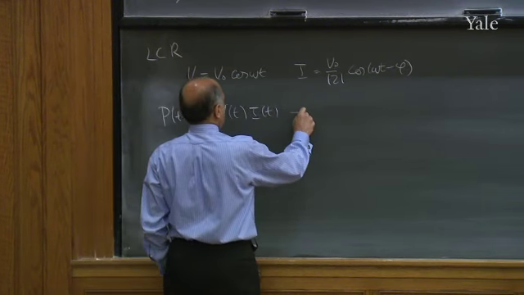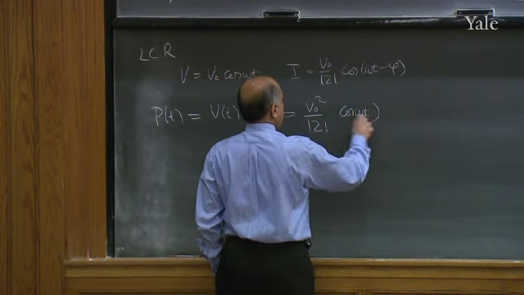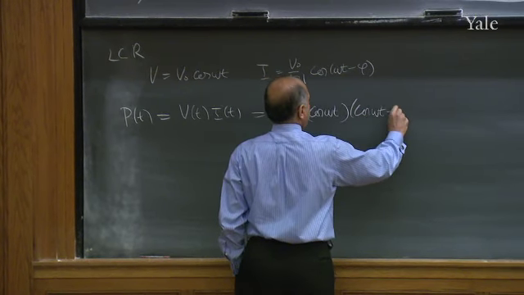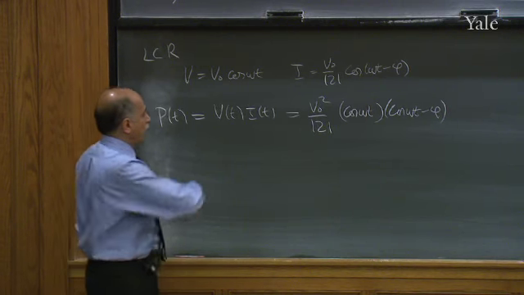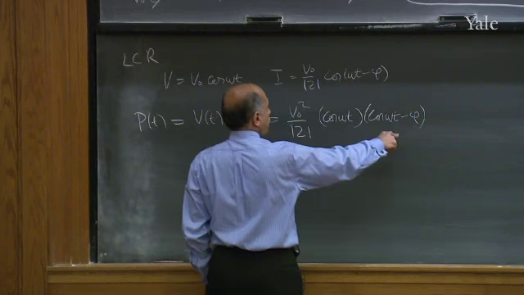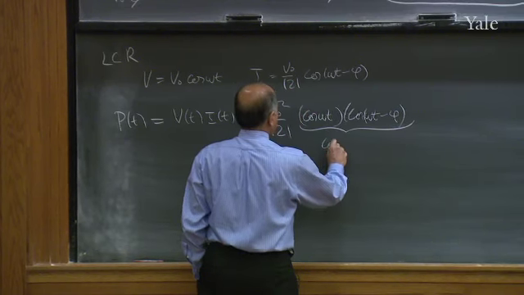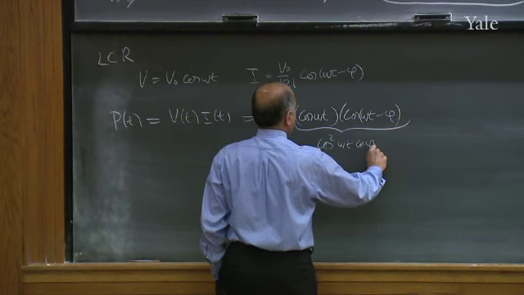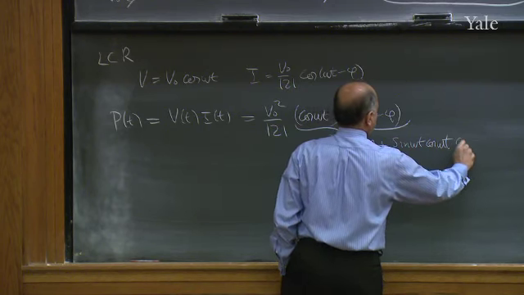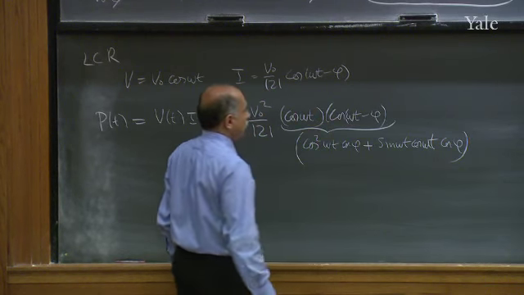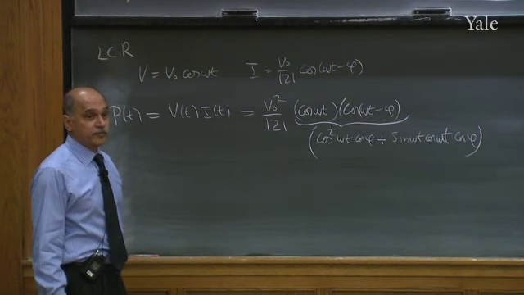So what do you get here? You get V0 squared over mod Z, cos omega t times cos of omega t minus phi. That's what it is, right? One voltage going like cos, and the current is going like cos of omega t minus phi. So I want to write this out for you as follows. This is cos squared omega t cos phi plus sine omega t cos omega t sine phi. This is just some high school trig identities. Cos of A minus B is cos A cos B plus sine A sine B.